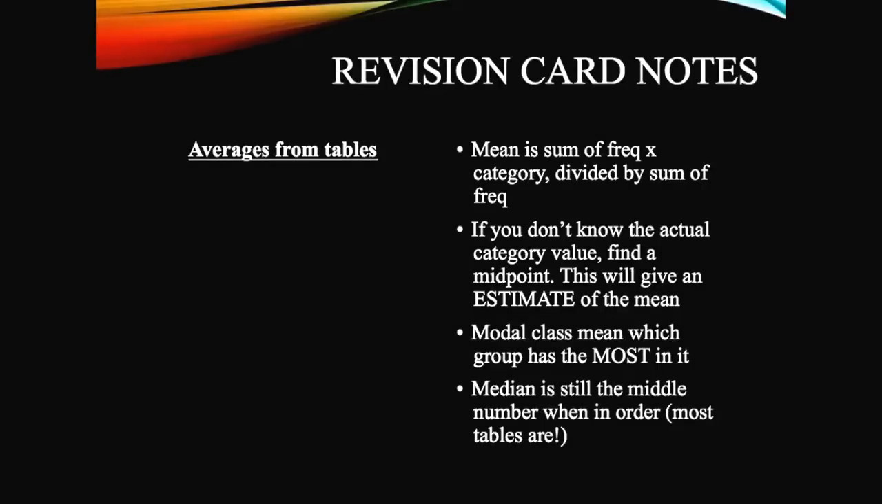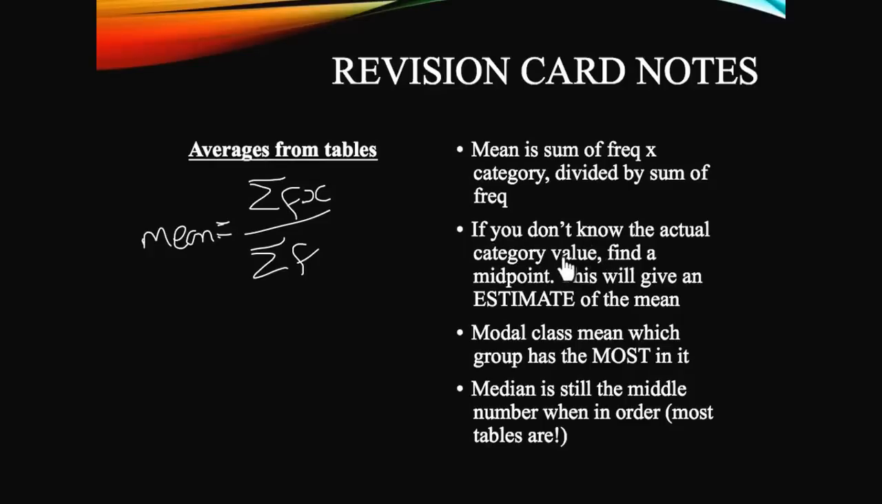As ever, with all these videos, we've been making revision card notes. If you're doing something from averages from tables, I would make some notes on this. So the important thing is that you remember that mean is the sum of your frequencies multiplied by the category divided by the sum of the frequencies. And if you prefer, you can write it in this form. So this is the mean. If you go on to do A-level maths and you do statistics, then you'll get quite good at this sort of terminology here.